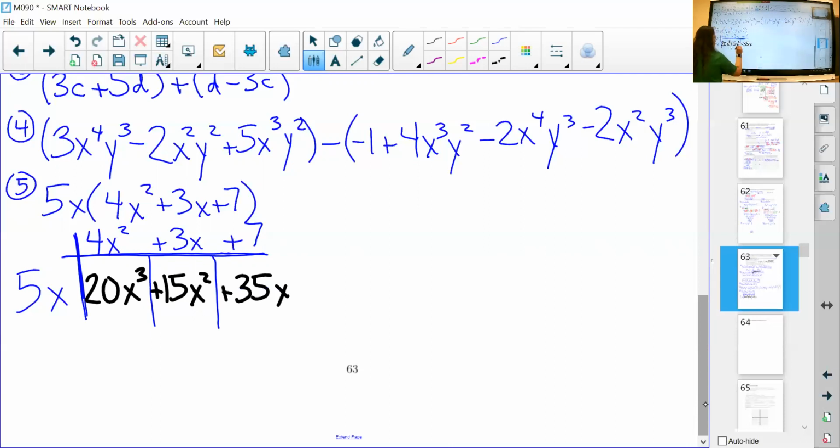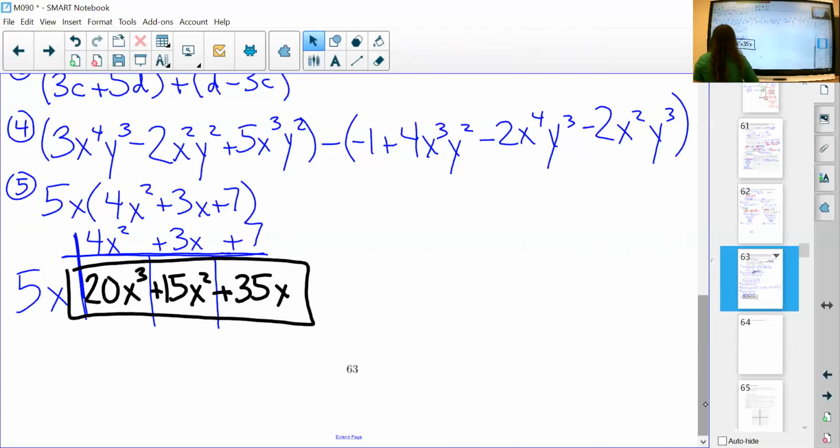And there's my answer. I can just read it off in this particular case. 20x cubed plus 15x squared plus 35x. No like terms to combine, so I'm done. I found my answer. Let's look at another one like that, because this chart method, this may be how you've always done it, this may be a little new.